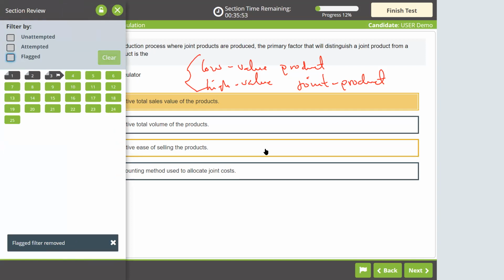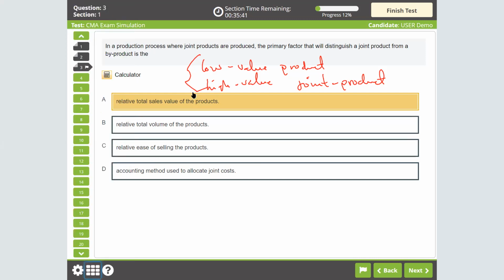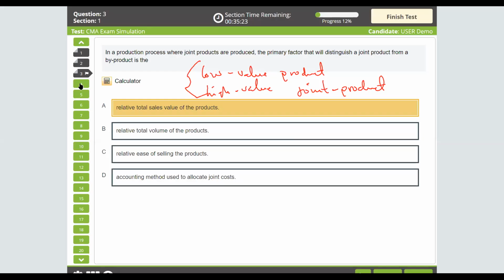Okay, so when you are done and you want to go through questions you have not attempted, you click there and it only brings questions you haven't attempted, questions you have flagged. So that makes reviewing easier instead of going through everything. Okay, so we're going to go ahead and move on to question number 4. So click on question number 4 and get rid of these right here.